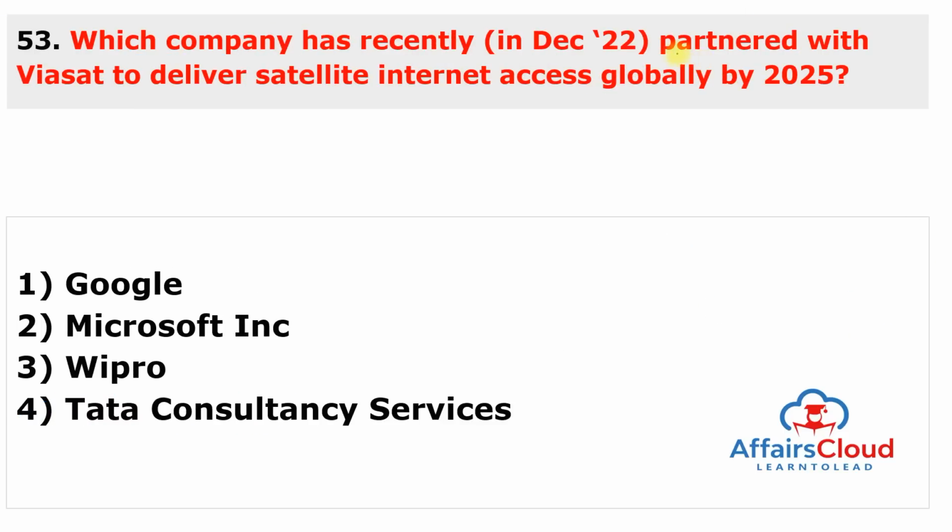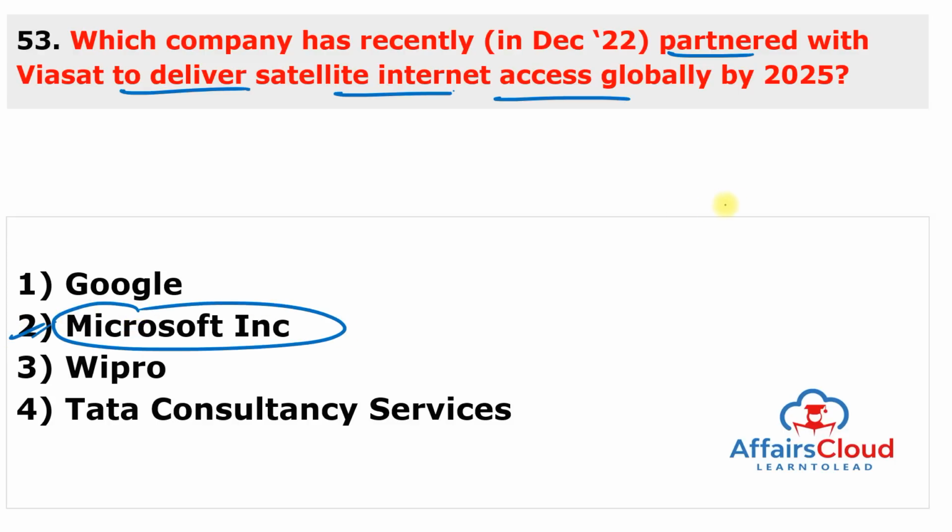Which company has recently partnered with Viasat to deliver satellite internet access globally by the year 2025? And this is Microsoft. The answer to this question is 2. So Viasat, a global satellite communication company, partnered with Microsoft, a technological giant, to deliver satellite internet access to 10 million people across the world, with 5 million of them based in Africa, by the year 2025. So this partnership is a part of the Microsoft Airband initiative.